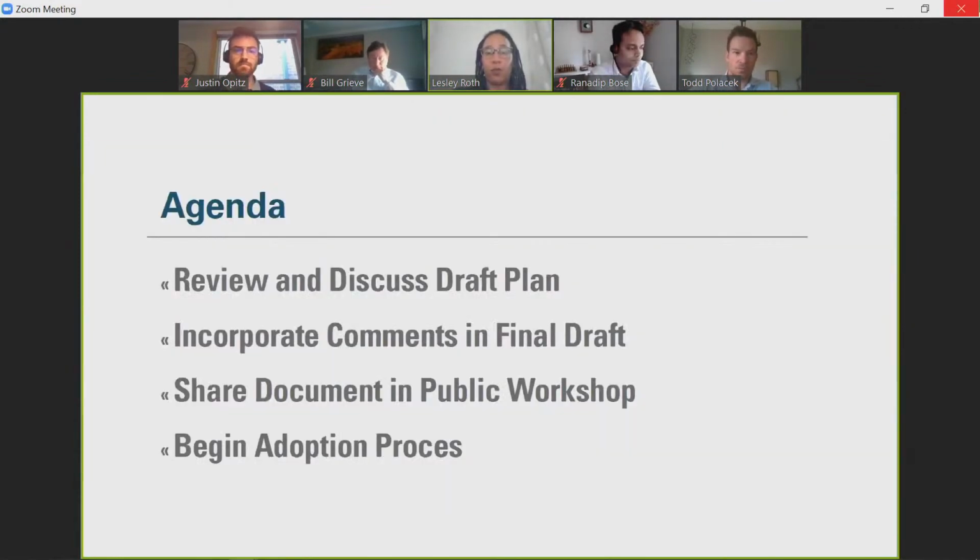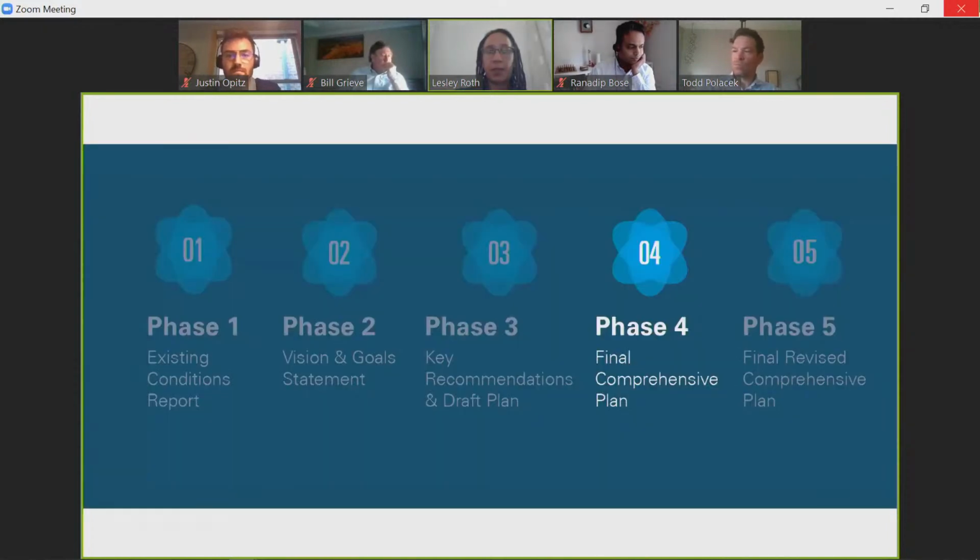Today, we're here to present to you the overarching topics and themes and strategies that are present in the comprehensive plan that cover a wide variety of topics that we'll go into later in this presentation. After this workshop, we'll collect comments, incorporate those comments into the final comprehensive plan, and share those documents out with the public during the adoption process.